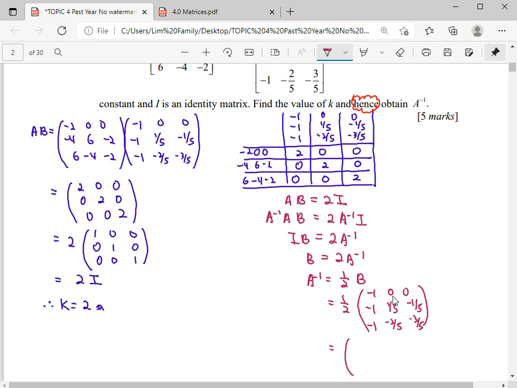Remember you have to multiply in our 1 over 2 and simplify.